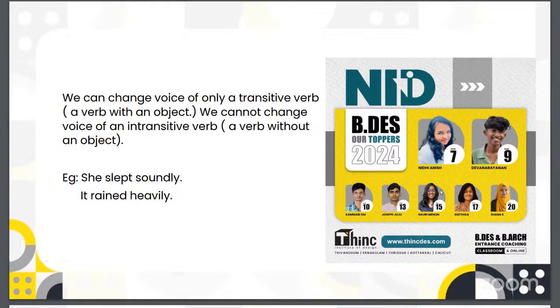For example, she slept soundly. There is no object there. She slept soundly is an active voice sentence. There is no object. Soundly is not the object. So you cannot change it into passive voice. In the same way, it rained heavily. There is no object in the sentence, so you cannot change it into passive voice.